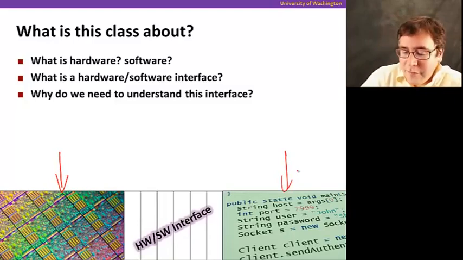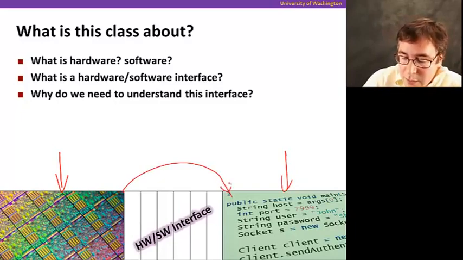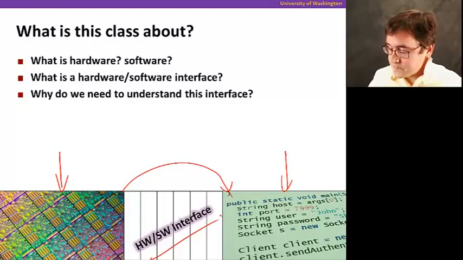But for that to happen effectively, there are many, many layers of abstraction between the hardware and the software. And this is what we call the hardware-software interface. The reason we want you to understand it is that it's going to help you better understand how computers work. It's going to make you a more effective programmer, better at writing efficient code, and just a better computer scientist.